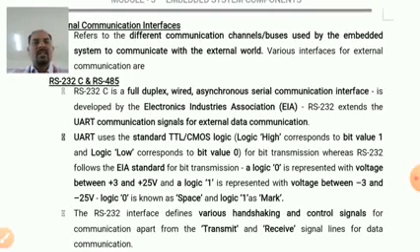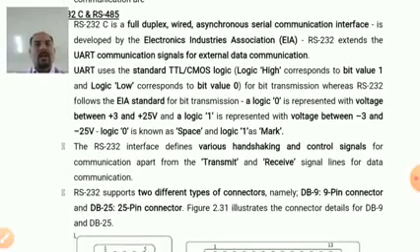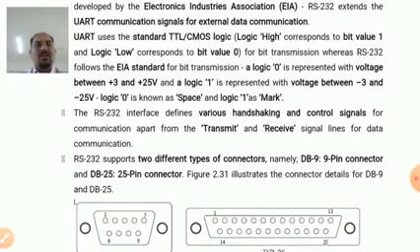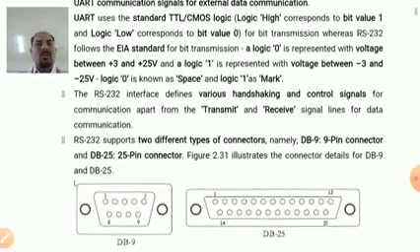UART uses the standard TTL or CMOS logic, that is, value 1 is indicated with logic high and value 0 is indicated with logic low, whereas RS-232 supports the EIA standard, where a logic 0 is represented by a voltage between +3 and +25 volts, and logic 1 is represented with a voltage of -3 to -25 volts, where -3 to +3 are undefined. A logic 0 is referred to as a space and logic 1 is referred to as a mark. This RS-232 interface is used for handshaking as well as for control signals other than the transmit and receive signals.